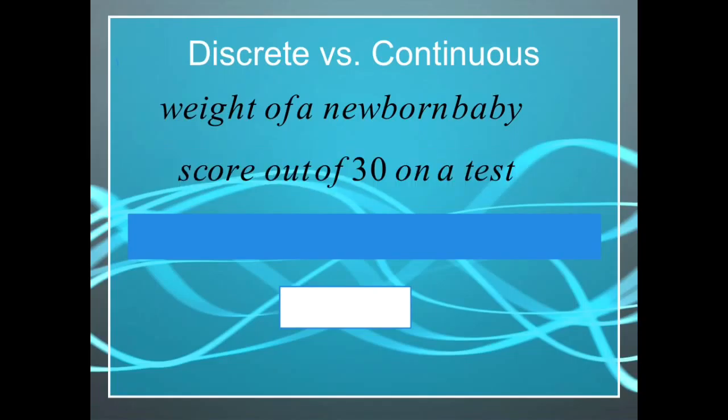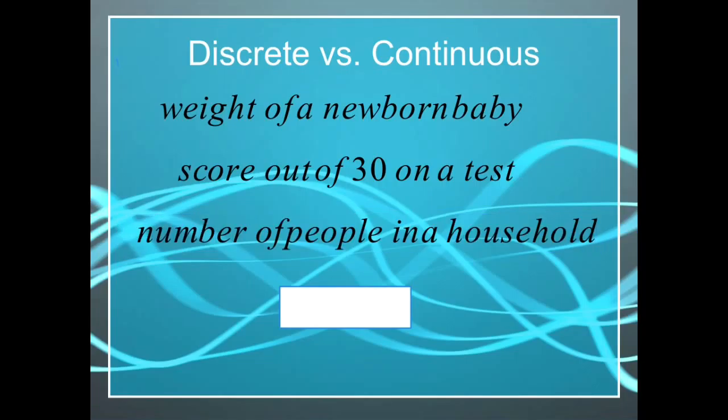The next one is a score out of 30 on a test. This is going to be a discrete variable because you get an actual number. You get 20, 21, 22. It's not going to be usually a range of values. It's going to be a very exact value. The number of people in a household. This is again going to be discrete because, as we discussed in the past, you can't have a portion of a person, you have a whole number of people. And then finally we have height. Again, this is a result of measuring, which is your key attribute for continuous variables. So again, discrete is a finite number, an actual value, whereas continuous is usually the result of measuring, and it's got a range of values.